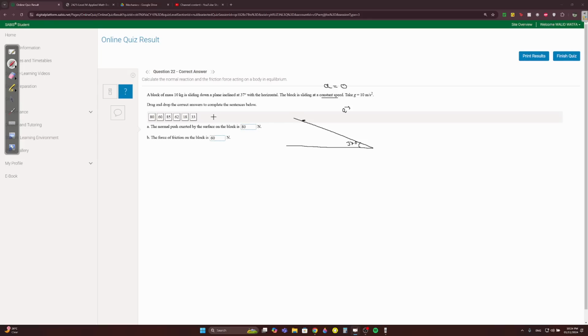You know what? I'll give you a rule from now. You can do this for any inclined plane question where it's not accelerating, where they tell you it's a constant speed. Only if it's a constant speed. Normal push is always equal to the weight times cosine of the angle. And the friction is always equal to the weight times sine of the angle. Okay. This works for any time.